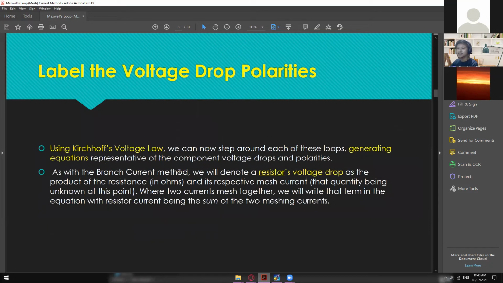And then after that, using Kirchhoff's voltage law, we can now step around each of these loops, generating equations representative of the component voltage drops and polarities. So in here you can identify the KVL. So we don't use KCL in Maxwell. So we go directly to Kirchhoff's voltage law.